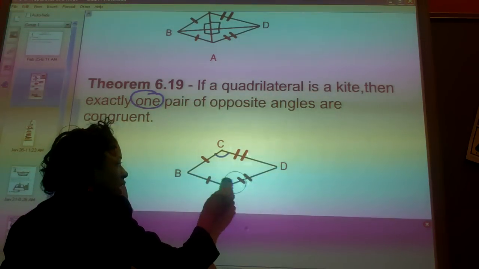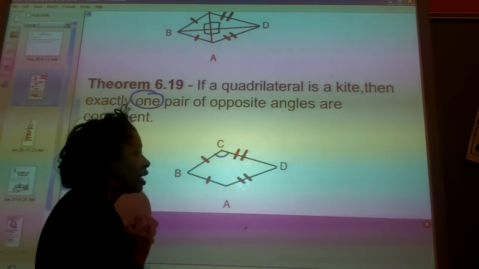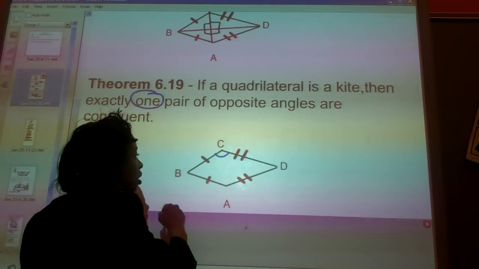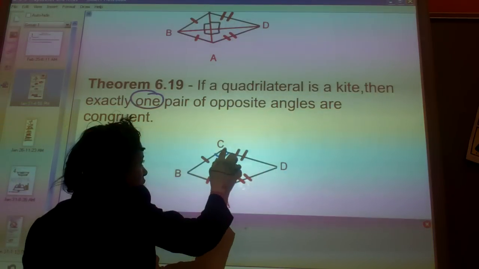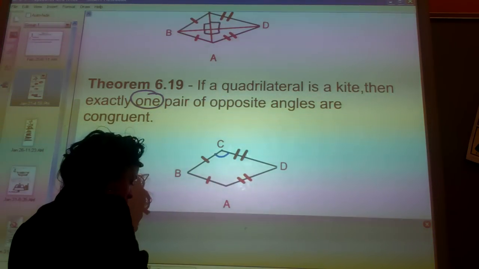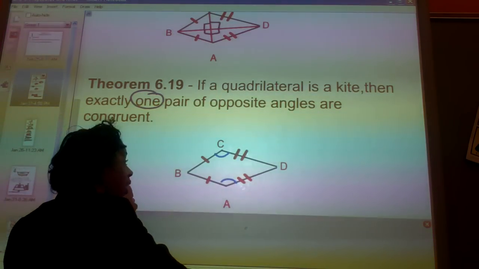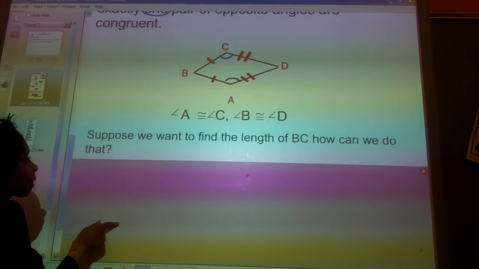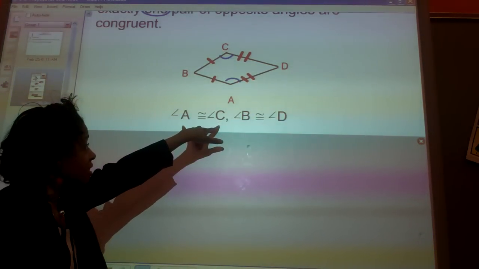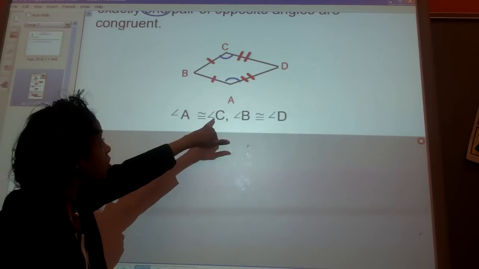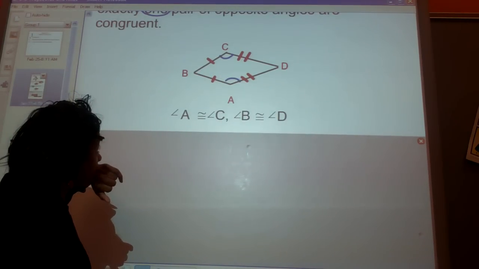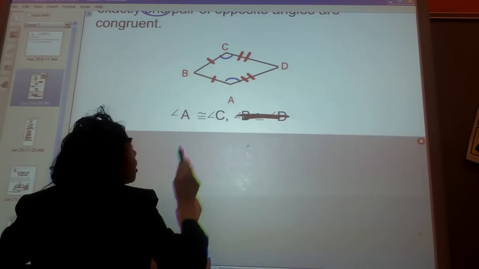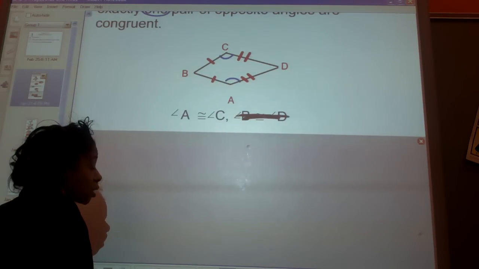Now, what if angle A was not chosen? How do I know to choose angle C again? Because angle C is in between the two segments that are not congruent. BC is not congruent to DC. Okay, so that means I want this angle, and it's going to be congruent to the opposite angle A, and that's theorem 619. Moving further. All right, here's just what I stated. Angle A is congruent to angle C.